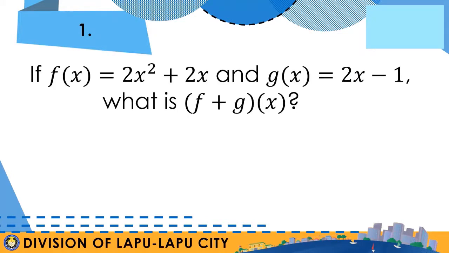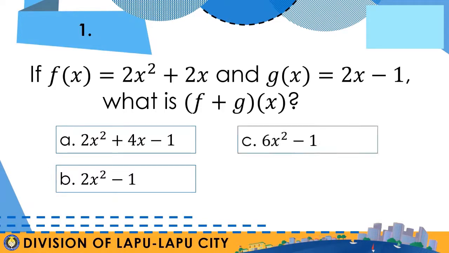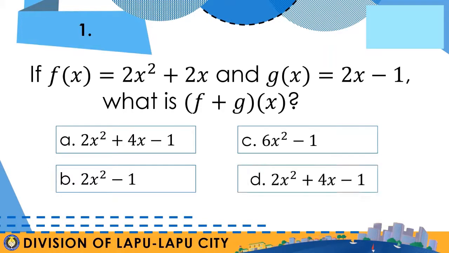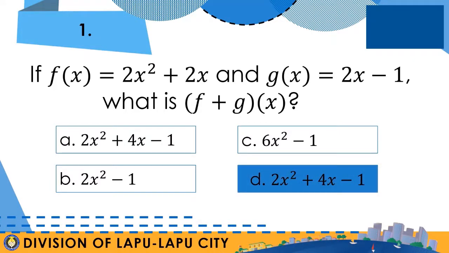Number 1. If f of x equals 2x squared plus 2x and g of x equals 2x minus 1, what is f plus g of x? A. 2x squared plus 4x minus 1. B. 2x squared minus 1. C. 6x squared minus 1. D. 2x squared plus 4x minus 1. You have 10 seconds to answer. The answer is letter D, 2x squared plus 4x minus 1.